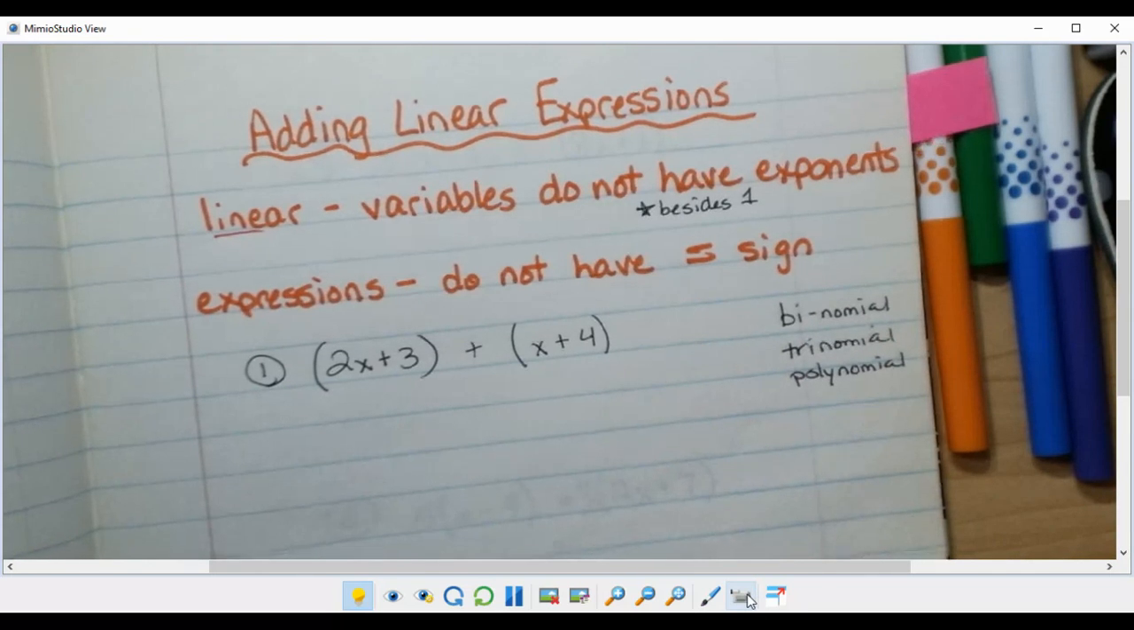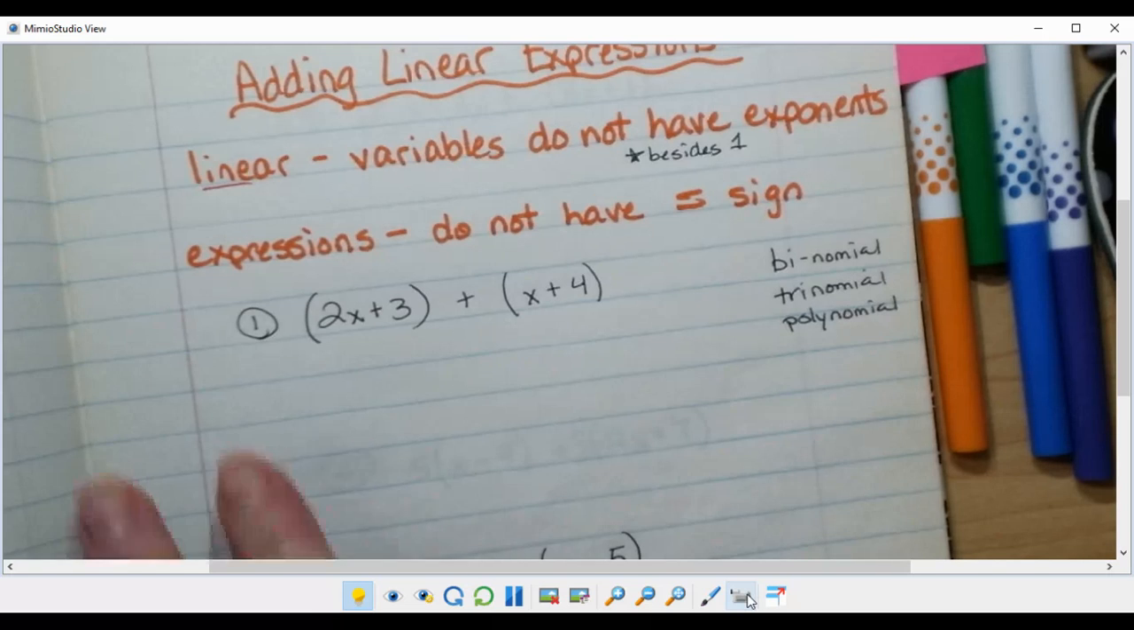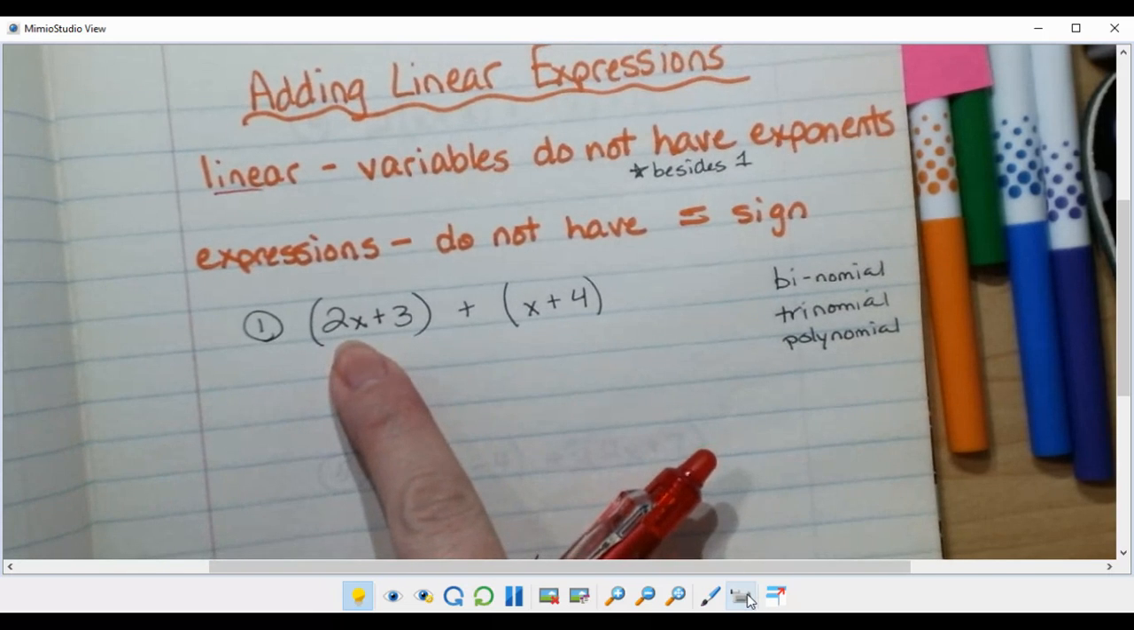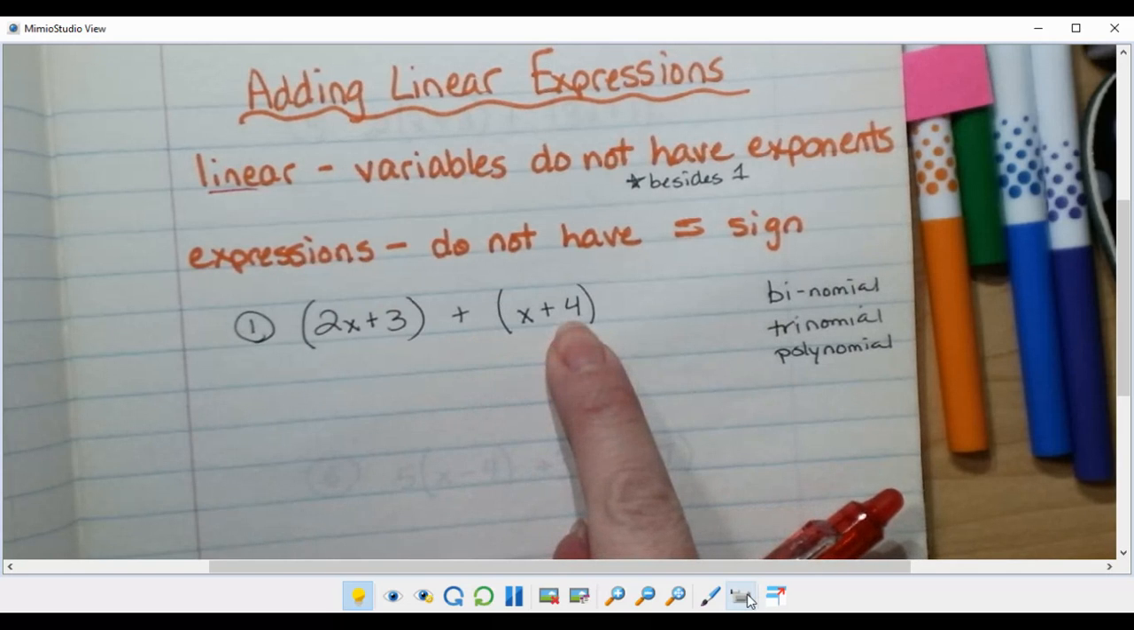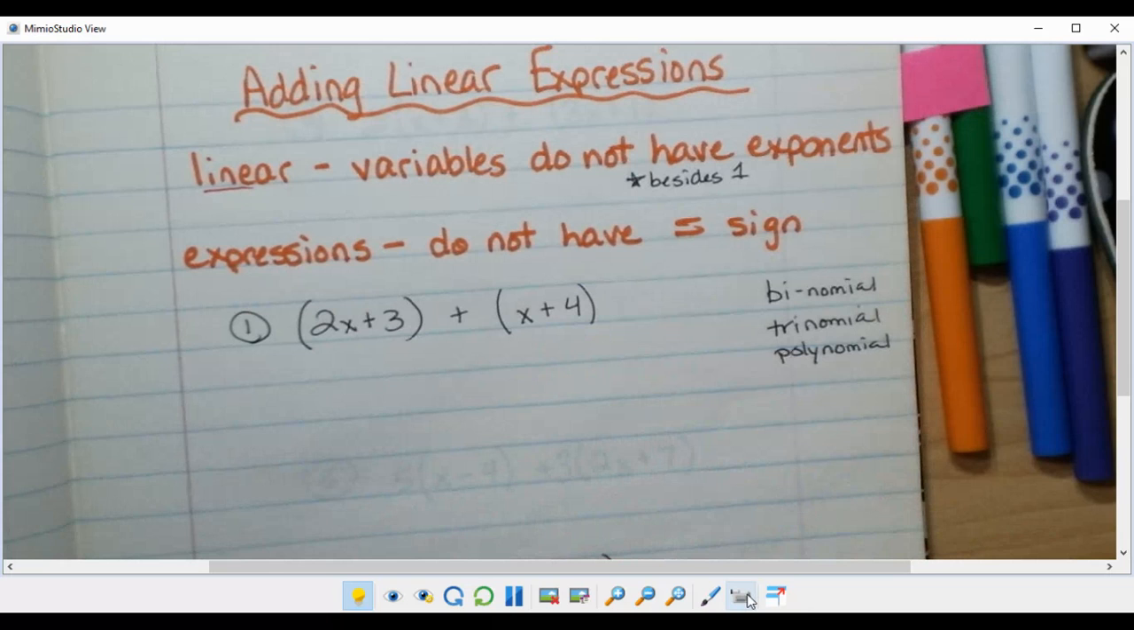All right, so let's look at our first problem here. We've got the quantity of 2x plus 3 plus the quantity of x plus 4. The parentheses in this case are just grouping things together. For this problem, they are not serving as a multiplication symbol. Really, they're just a grouping symbol.